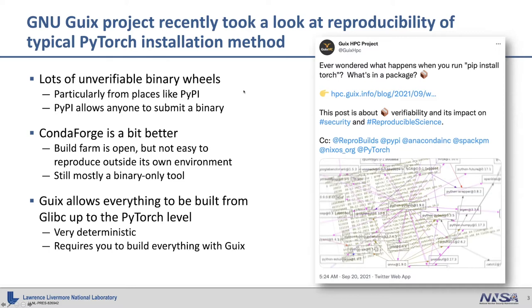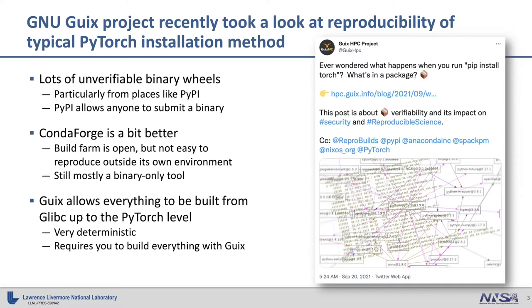Guix itself is very reproducible. It allows everything to be built from glibc up to the PyTorch level. And I think if you look at distributions like Guix and Nix, it really gets to the heart of why it is so hard to reproduce software experiments, especially in HPC. If you want a fully reproducible environment, you really need to build everything up from the very bottom of the stack.